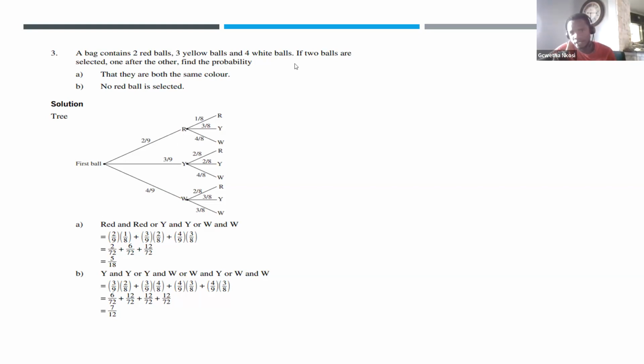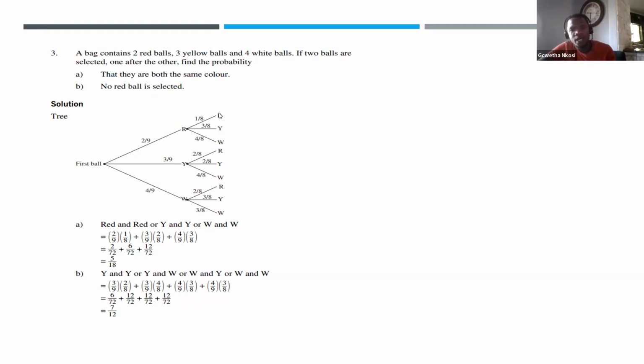Now, listen properly or read the second statement properly. If 2 balls are selected, one after the other, find the probability. One after the other. Now, you've got 2 of 9. Okay, here you've got a red. Okay, the outcomes here at the end, you should have what? After selection, a red, a yellow, and a white.